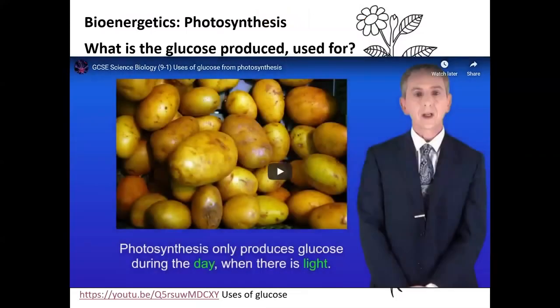Right, hopefully you have embedded the word and the symbol equation so that you know them off by heart. What we're going to look at now in the final part of the lesson, before you do some practice, is what the glucose that is produced via photosynthesis is used for.